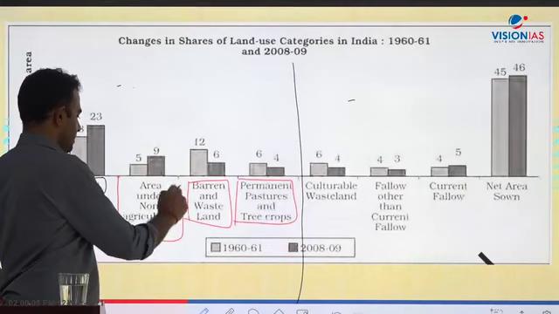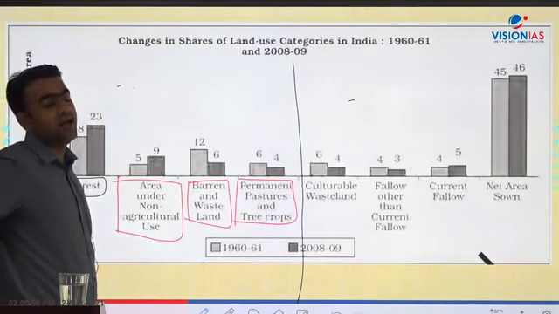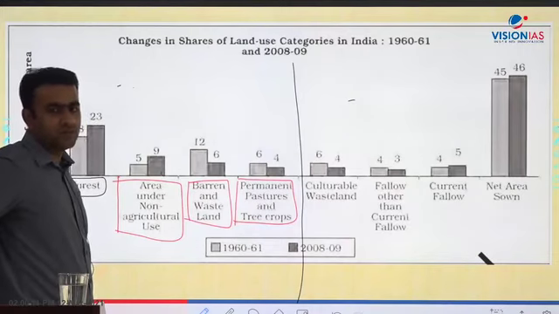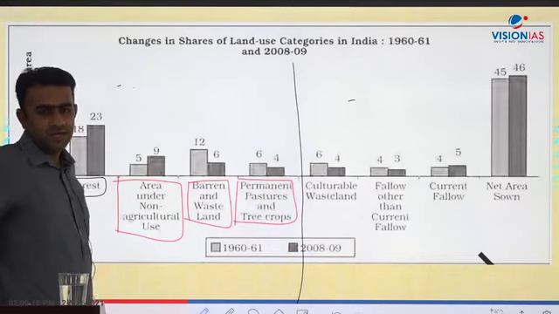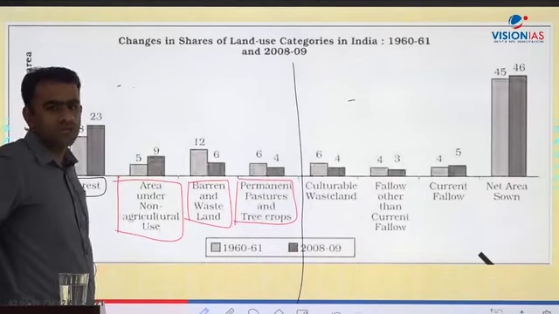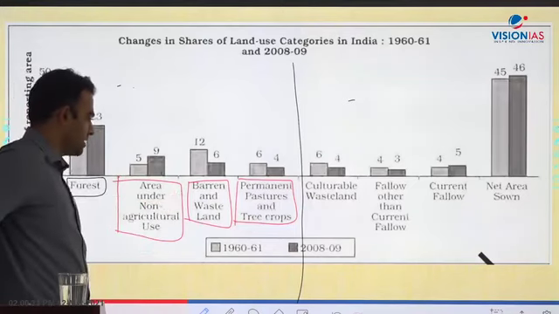Then we have area under non-agricultural use. This is majorly the land under settlements. The people use it for settlements, buildings, roads, highways, है ना, railway lines, ये सारा जो urban use के लिए बोलते हैं, majorly for human settlements we would say.